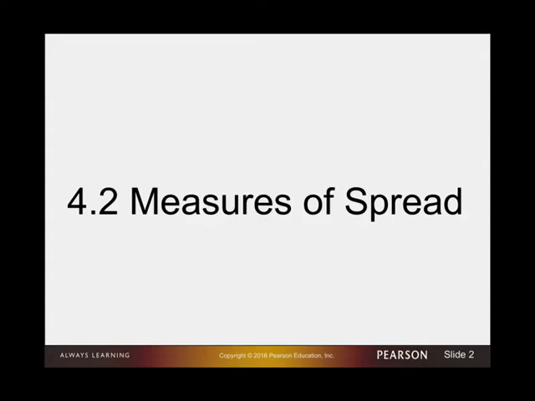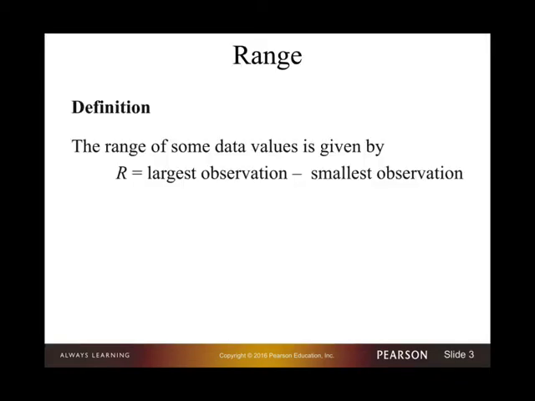Session 4.2 Measures of Spread. Last session, we learned how to find the measures of center, which means we focus on the data in the middle. In this session, we want to know how to find the measure of variation, which means we want to know how the data is spread out. The first one we're going to learn is the range.